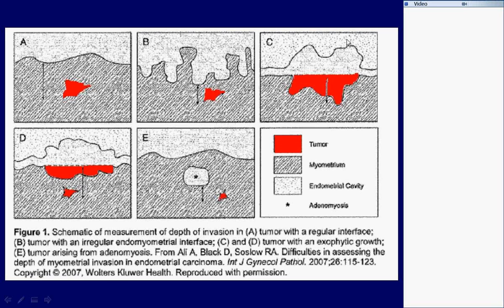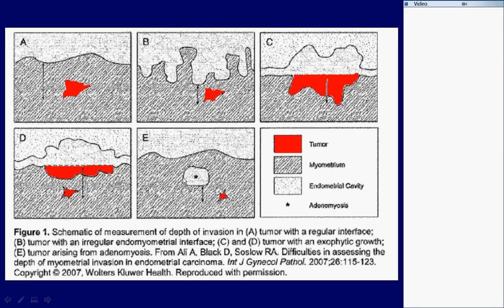Sometimes we have an exophytic tumor, not at all uncommon, in which case you actually draw an imaginary line. You don't measure from here. It's very important because you overestimate your depth of invasion. You measure actually from here down to here. And likewise, if you see tumor here, but there's another focus, then you obviously measure the maximum depth of invasion.